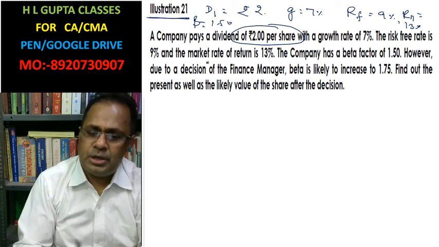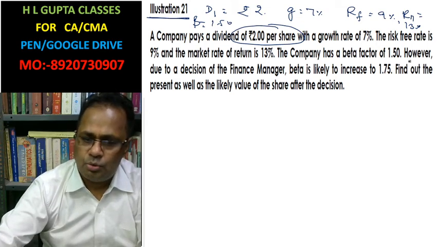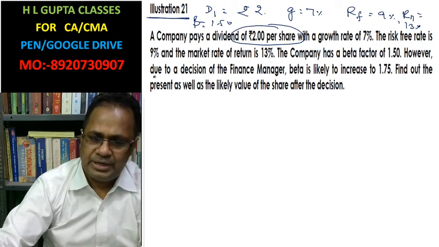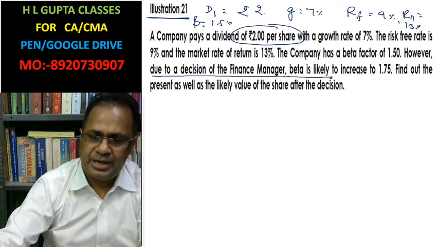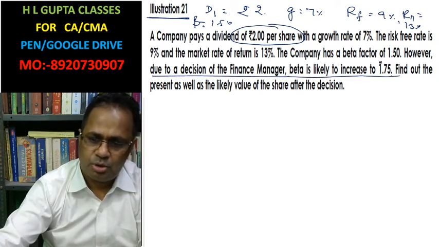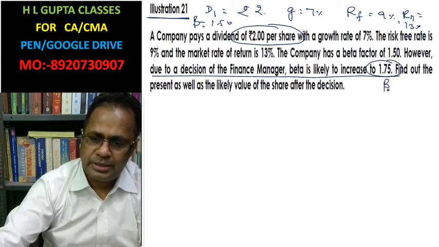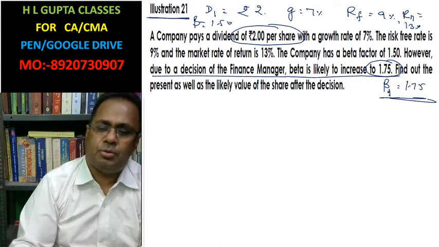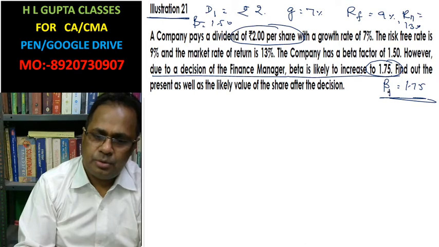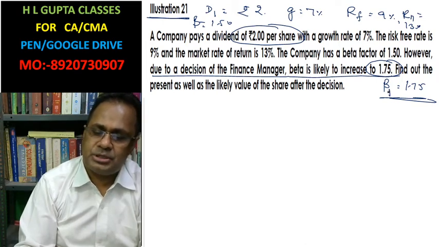However, due to a decision of the finance manager, beta is likely to increase to 1.75. In the second case, beta is going to be 1.75. Now find out the present as well as likely value of the share price after this.